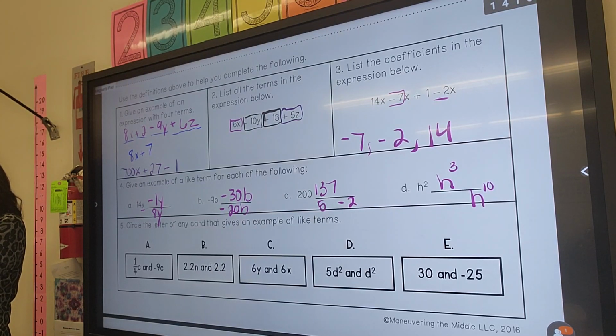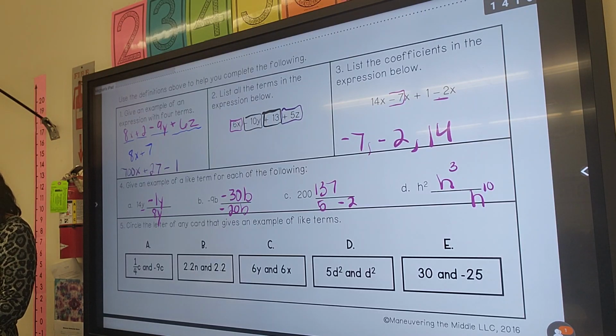Listen, eyes up here, please. Okay, so number 5 says circle the letter of any card that gives an example of like terms. So this is what you guys are gonna do at your table group, and then when you're done, just put your hand up so I know.